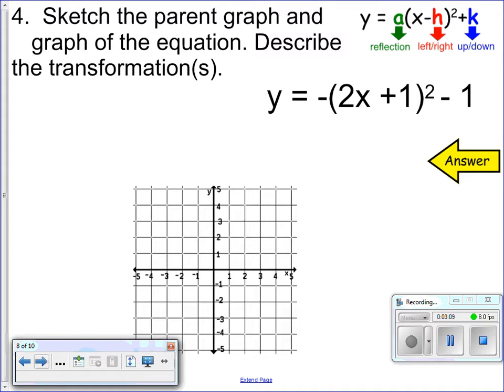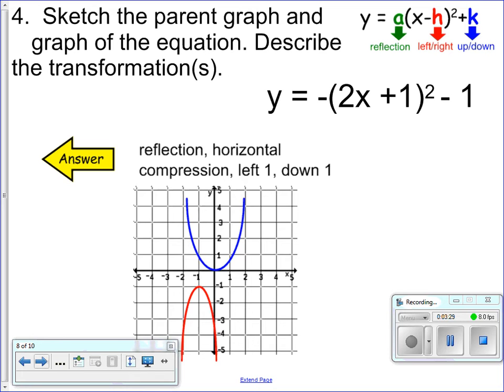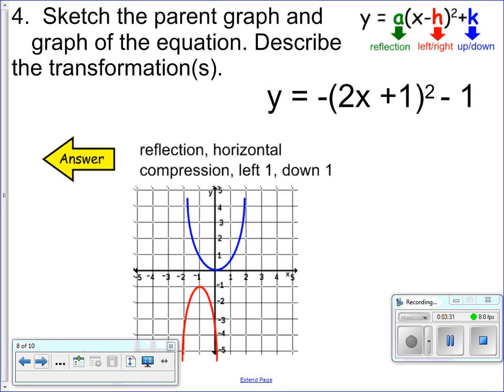In this one, the negative up front tells us that it is going to be a reflection. The 2 is on the inside of the parentheses, which means it's a horizontal compression, which means it's getting fatter, and it's going left 1 and down 1. So if we graph this, a reflection, a horizontal compression, meaning it's getting thinner, it's going left 1 and then down 1.